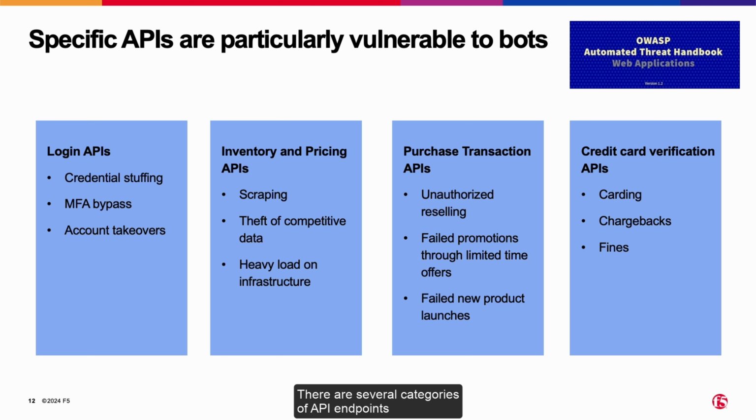There are several categories of API endpoints that are particularly vulnerable to bots. Login APIs are particularly critical targets of bots for credential stuffing and MFA bypass. Inventory and pricing APIs are vulnerable to scraping bots. They're extracting competitive data and putting a huge strain on infrastructure. Purchasing transaction APIs are vulnerable to bots that perform unauthorized reselling. And credit card verification APIs are vulnerable to carding, which leads to chargebacks and fines from credit card agencies.